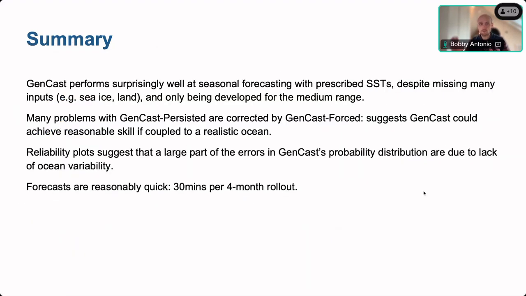So that's the first half of what I'm going to talk about. And in summary, as I said, I've just kind of rushed through it because I've got two things to talk about. But if you're interested in more results, please do check out the preprint. But I think the main takeaway is that GenCast performed surprisingly well at doing the seasonal forecasting, given that it was only trained to predict medium-range forecasts, so up to 10 days. And we're rolling out for 4 months.